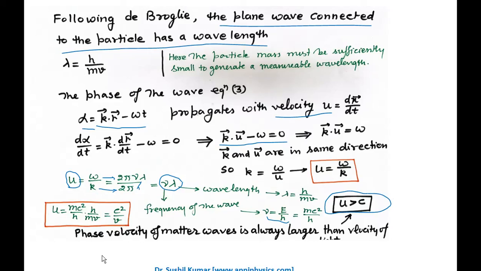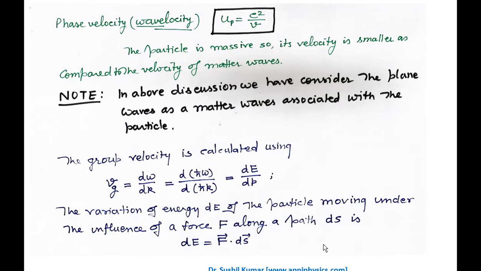So here the phase velocity of matter waves is always larger than the velocity of light, right? So there is a contradiction. It could not be possible that any single particle can travel faster than the speed of light. So it means no single wave train is associated with a particle. The particle is basically massive, so its velocity is smaller as compared to the velocity of matter waves.